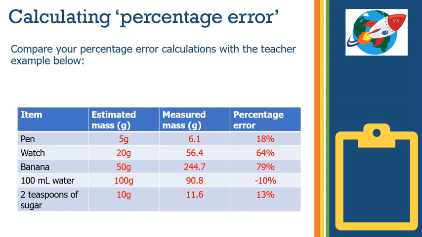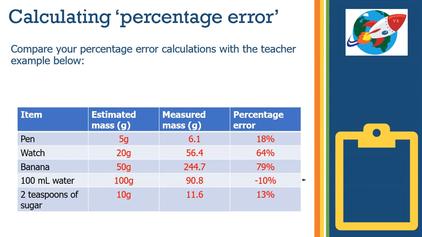All right, so this is what I came up with. So we got the pen, 5.5 grams and 6.1 grams. Sorry, my percentage error was 18%. I mixed up the calculations. My apologies for that. My watch percentage error was 64%, the banana 79%, 100 mils of water, I actually underestimated that, so that's why it's a negative, and 2 teaspoons of sugar, 13%.